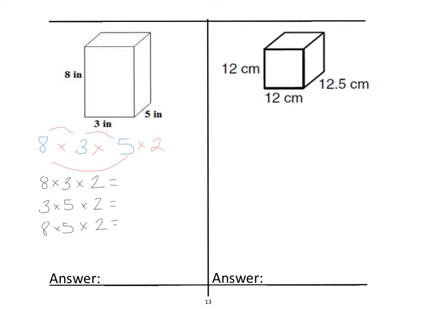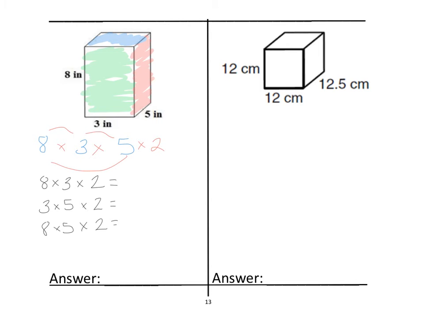And for those that need to see it, here's 8 times 3. And we know that there's this face, but we know there's also another one that's on the back that we can't see. Here's 8 times 5. And we know that there's one on the left that we can't see. And then here's 3 times 5. And we know that there's one on the bottom that we can't see. So that's where we got those 3 dimensions from.